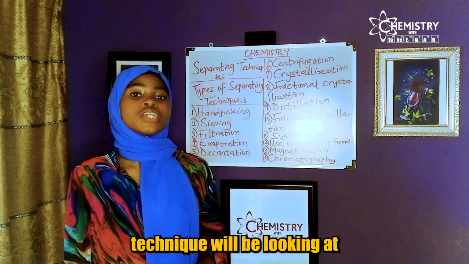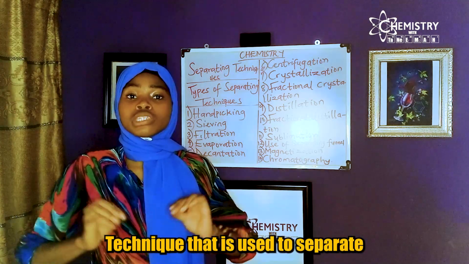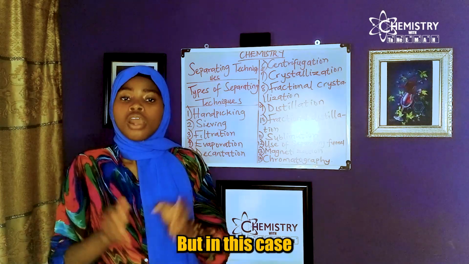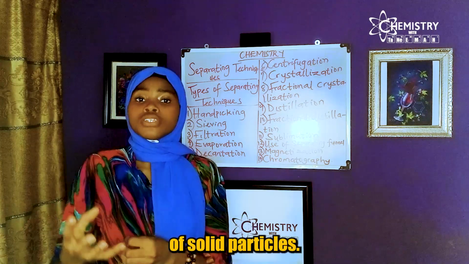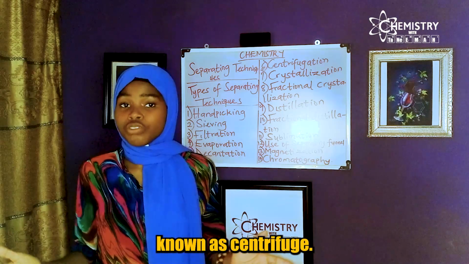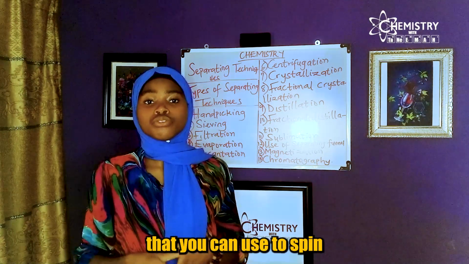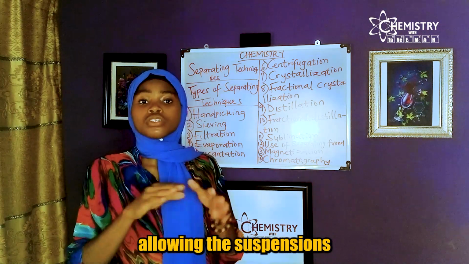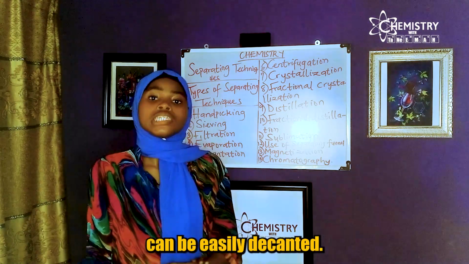So the next separating technique we'll be looking at is centrifugation. Centrifugation is also a separation technique that is used to separate insoluble salts or insoluble solids from their solvent. But in this case, the solution or the mixture would have suspensions of solid particles. They are not clumped up together. So we use a machine known as a centrifuge. So what does this centrifuge do? A centrifuge is a machine that you can use to spin test tubes containing suspensions at high speed, allowing the suspensions to settle down at the bottom of the test tube. Then the mixture can be easily decanted off.